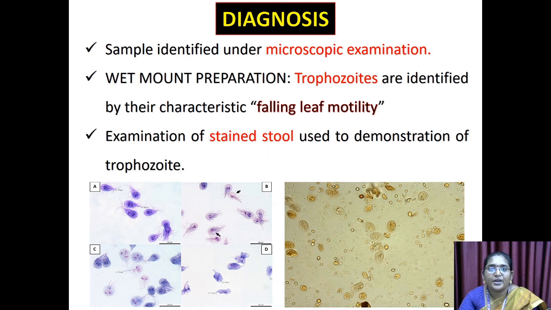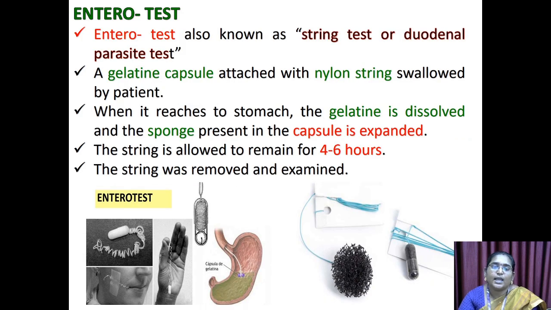Diagnosis. Samples are identified under microscopic examination, wet mount preparation. Trophozoites are identified by their characteristic falling leaf motility. Examination of stained stool is used for demonstration of trophozoites. Entero test. Entero test is also known as the string test or duodenal parasite test. A gelatin capsule attached to a nylon string is swallowed by the patient. When it reaches the stomach, the gelatin is dissolved and the sponge present in the capsule expands. The string is allowed to remain for 4 to 6 hours. The string is then removed and examined.